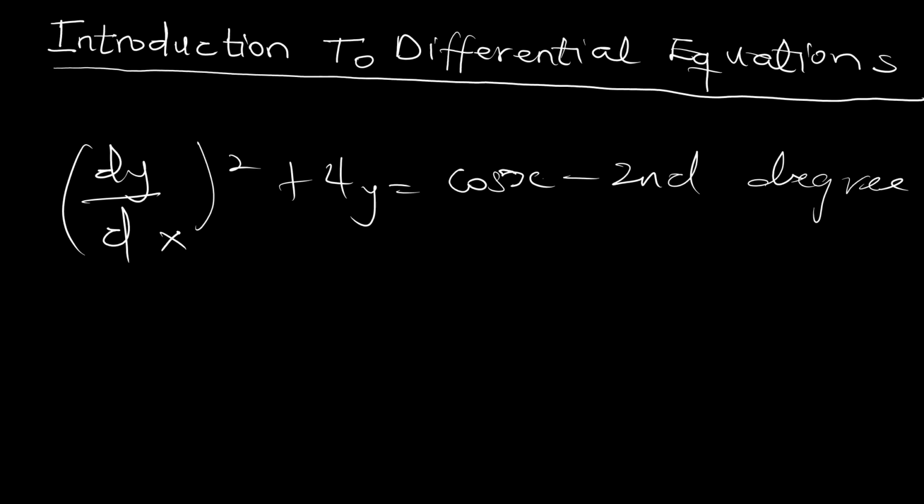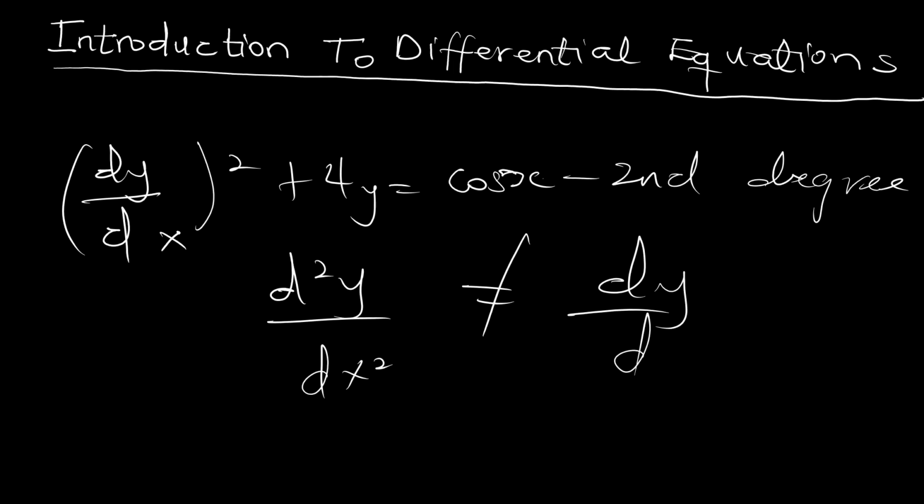Now we should take note of this. d²y/dx² is not the same as (dy/dx) all squared. This is never the same as this. This means the second derivative of a certain function y with respect to a certain function x, and this the square of the first derivative of y with respect to x. So they are two different things altogether. So don't confuse yourself. Let's take the last example under the degree of a differential equation and move to the linearity.